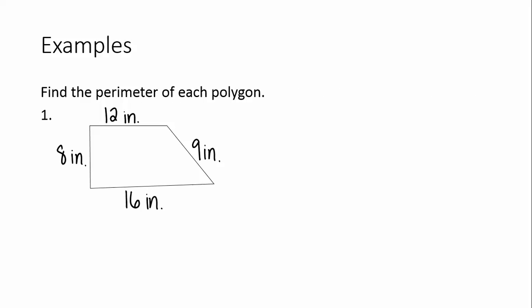So we want to find the perimeter of each polygon. In the first example, we have a quadrilateral, and we have 4 side lengths, 8 inches, 12 inches, 9 inches, and 16 inches. So simply to find the perimeter, we are going to add all 4 sides, 8 plus 12 plus 9 plus 16. And then we always want to make sure that we have our units.